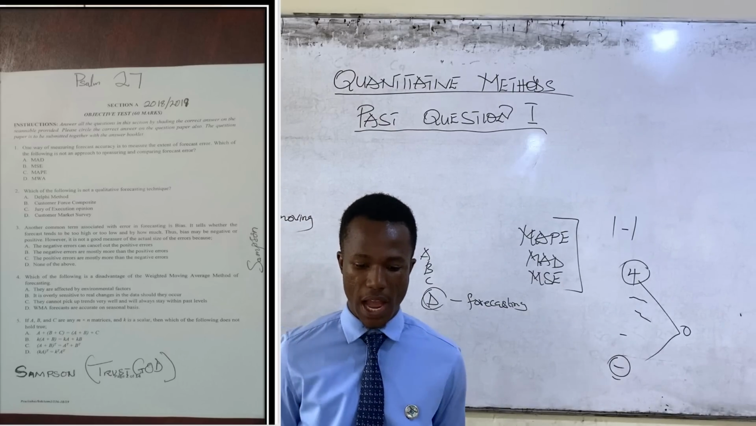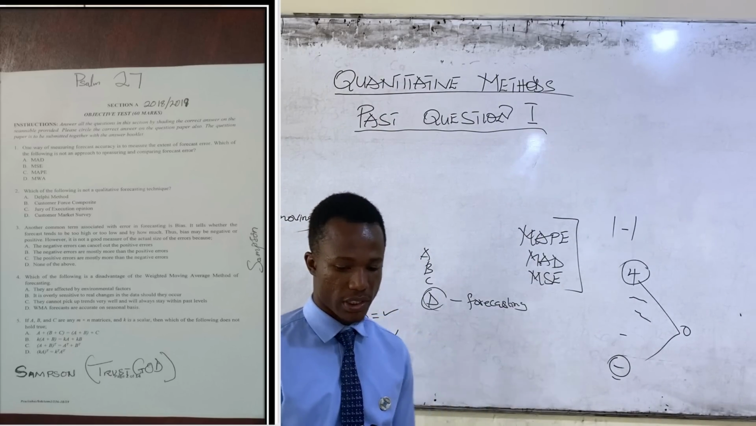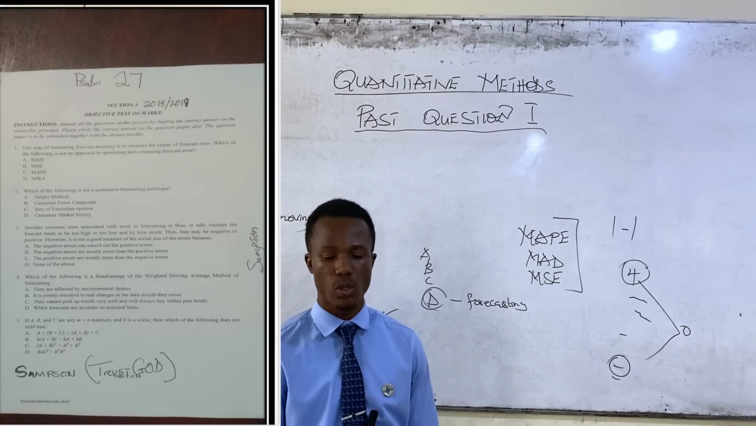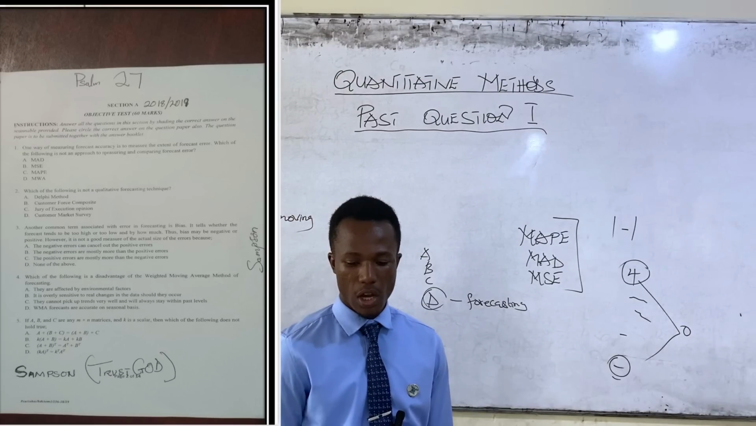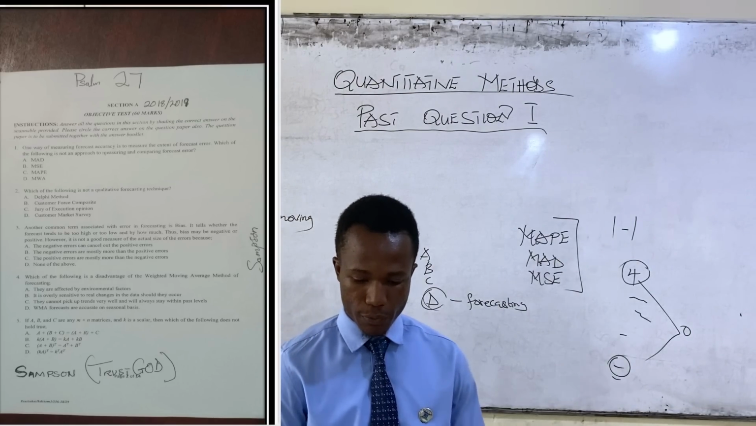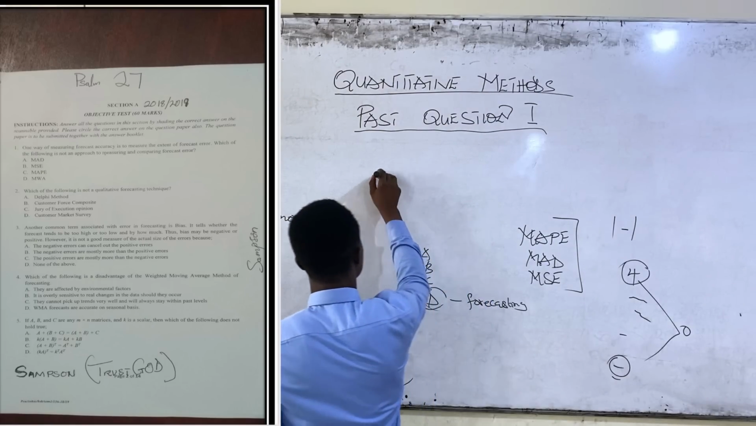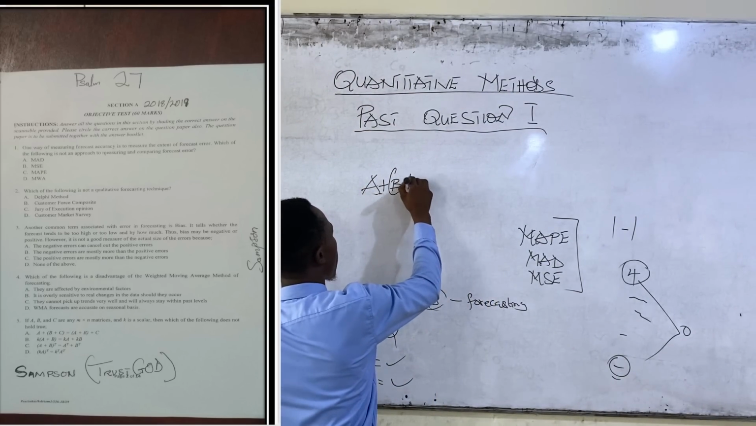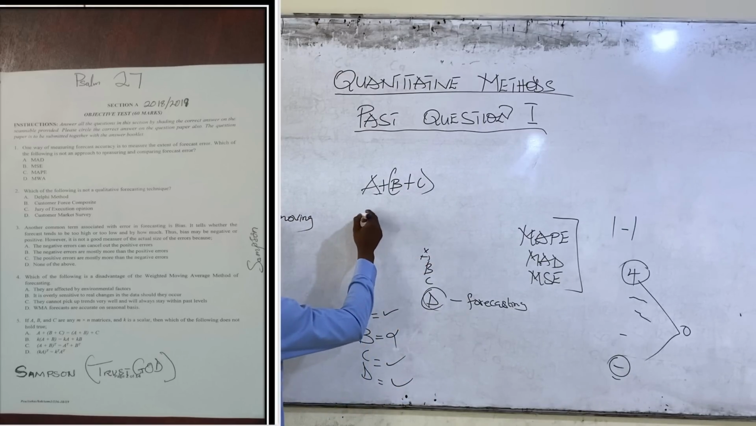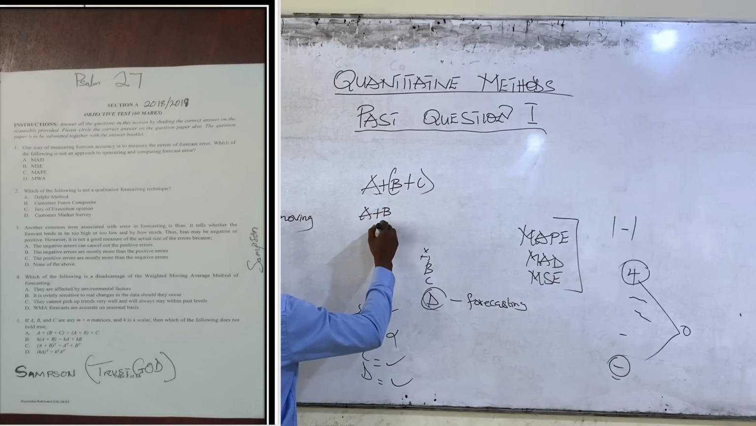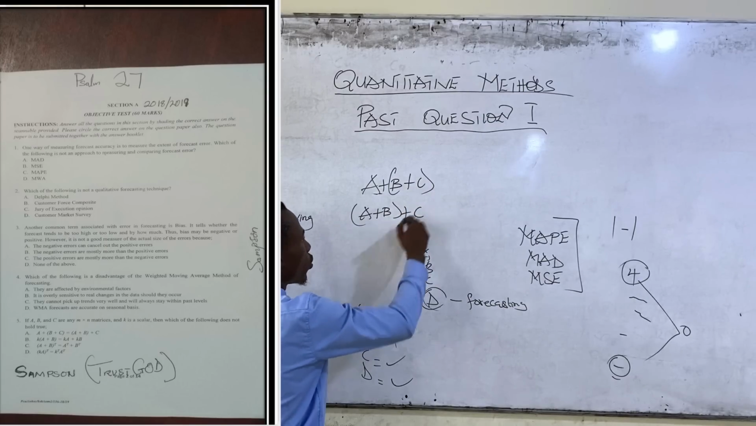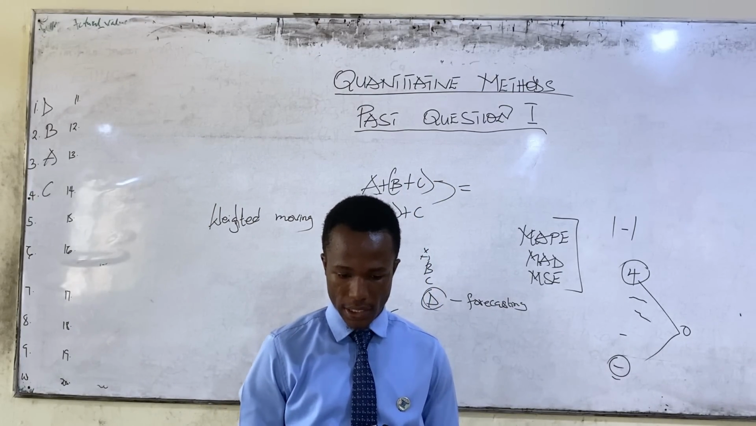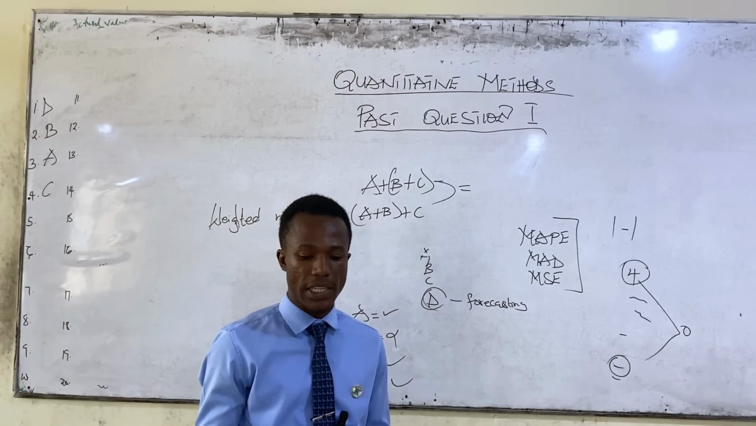If A, B, and C are any m by n matrices, and K is a scalar, then which of the following does not hold true? So which of the following options is not true or incorrect? If you check A, we have A plus B, like this, plus C. In other words, you can still write it as A plus B, like this, plus C. So this is the same as this. So option A is correct.